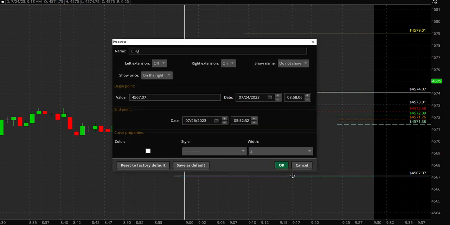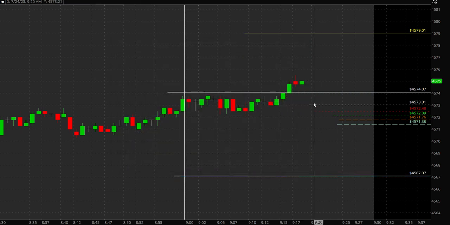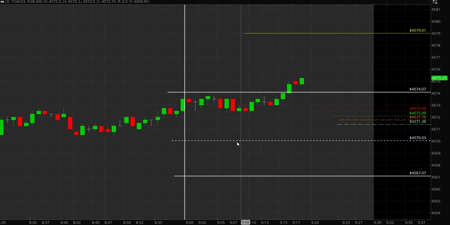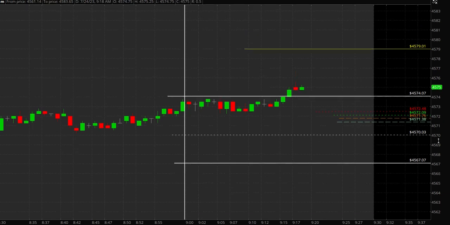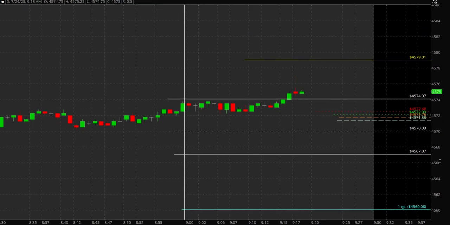All righty, hold on a second. And break. Clean break of 70. Clean break of 70, bears take control. Price is gonna go to 67, bounce a little bit, but it's gonna be looking to go all the way to 60.